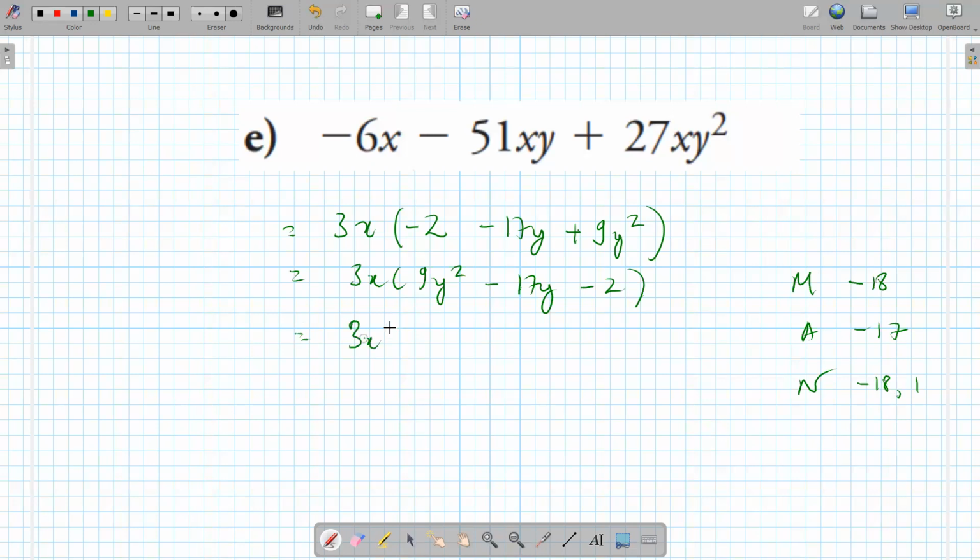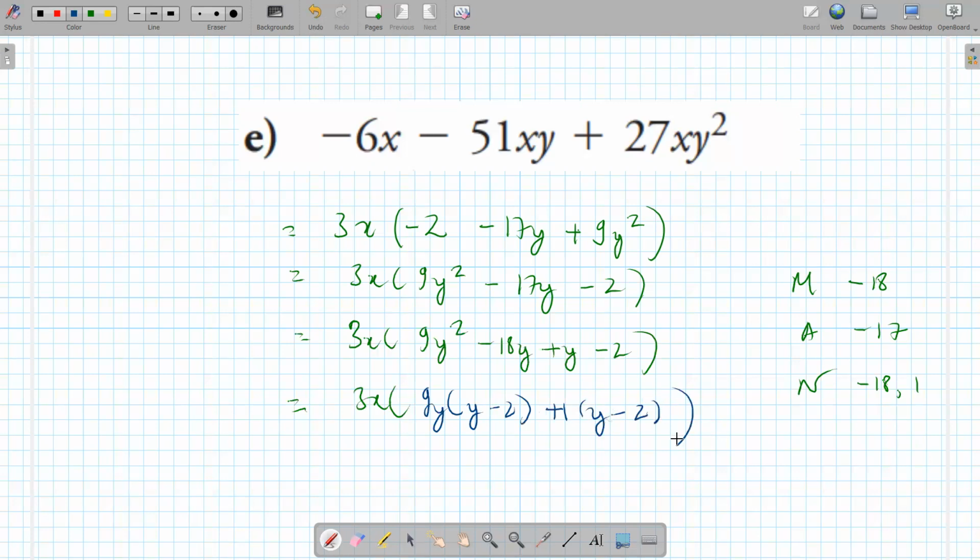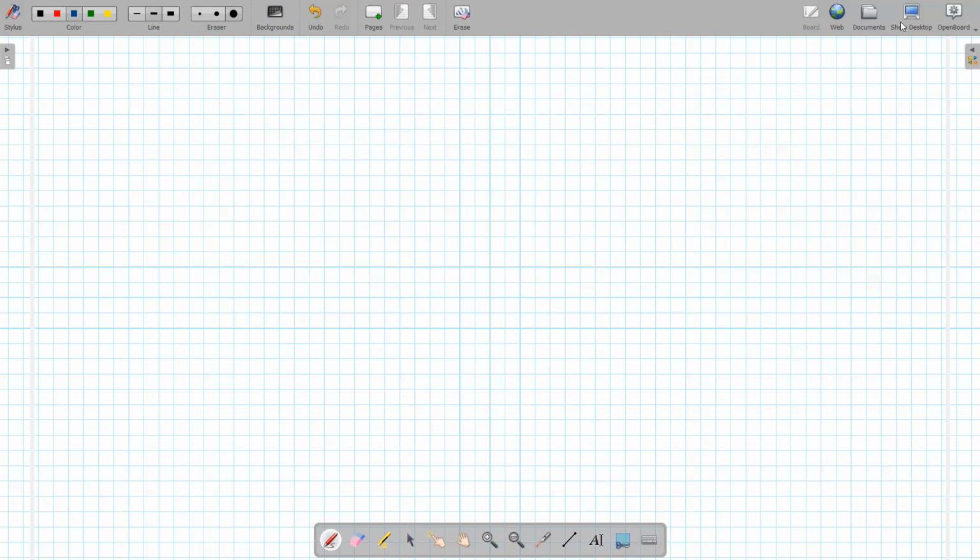And every single time you're going to break apart the middle guy, right? This guy. -18y plus y, or plus 1y, whatever. 3x, what can we pull out from the first two terms there? 9y. Yeah, you're left with y minus 2. What can we pull out from the next two terms? 1. Yeah, if you can't pull anything out, you pull out a 1, right? Like that. And then your final answer will be 3x, 9y plus 1, and y minus 2. And you're done, okay? That is it for that one.